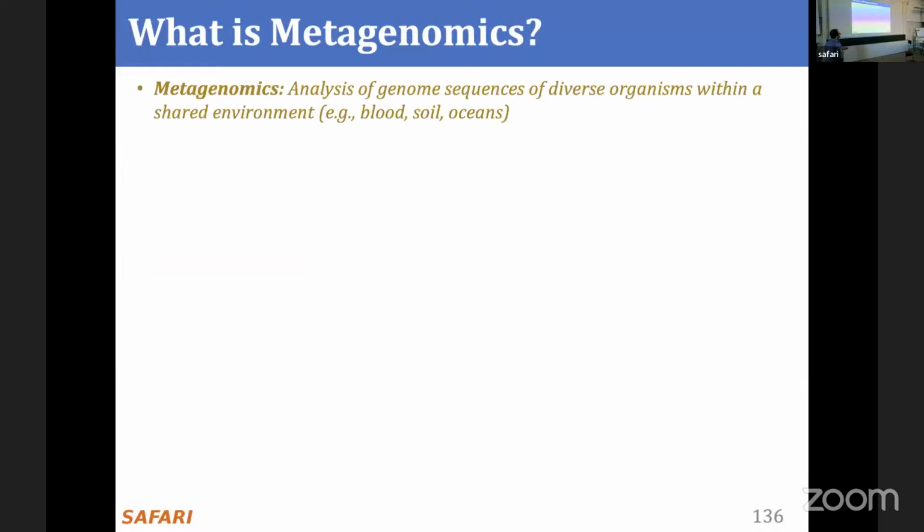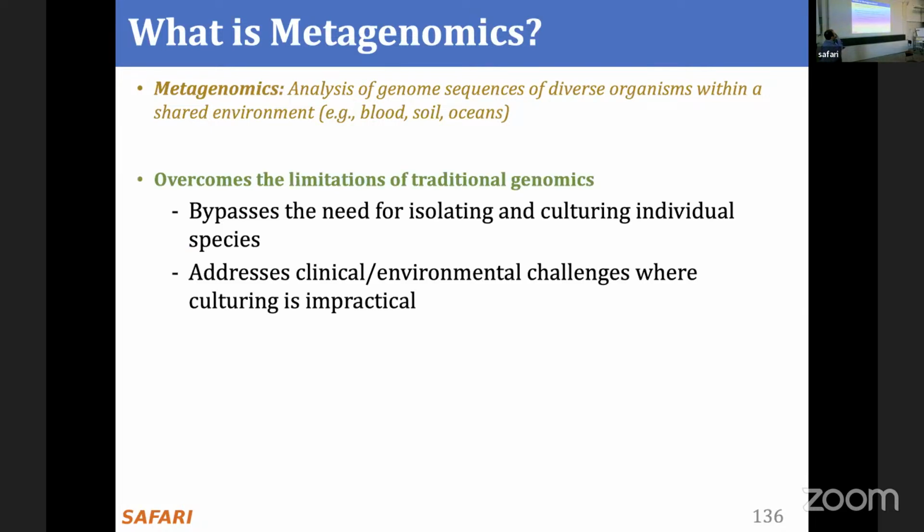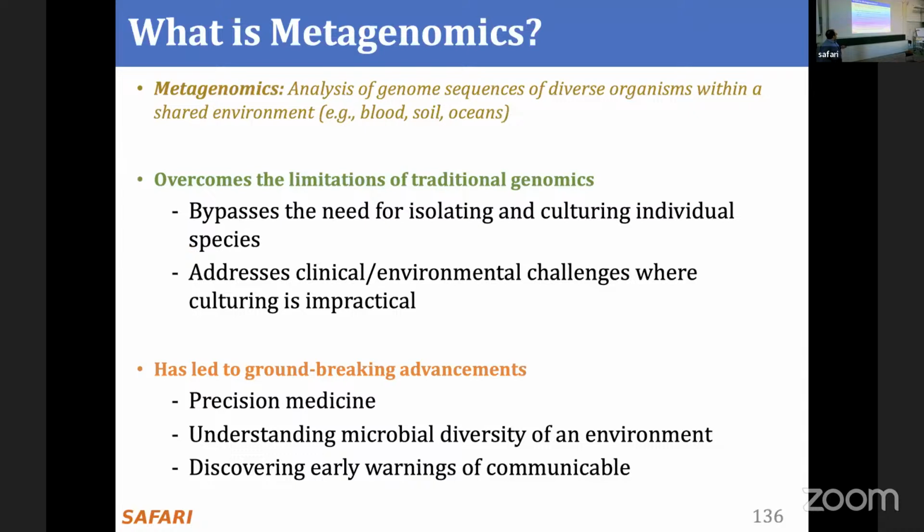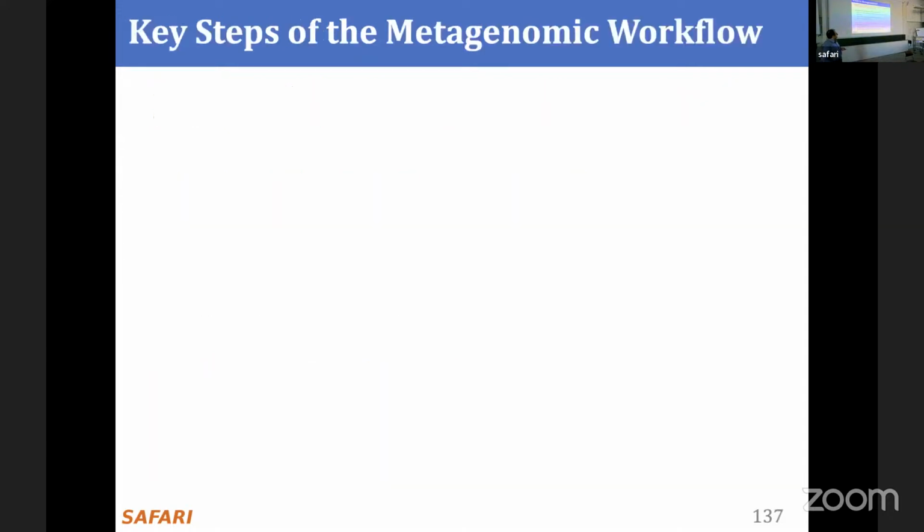So what is metagenomics? Metagenomics is the analysis of genome sequences of diverse organisms within a shared environment like blood, soil, oceans. And it overcomes the limitations of traditional genomics. It bypasses the need for isolating and culturing individual species, and addresses clinical and environmental challenges where culturing is impractical. So that's the importance of metagenomics. And it has led to groundbreaking advancements like precision medicine, understanding microbial diversity of an environment, discovering early warnings of communicable diseases and things like that.